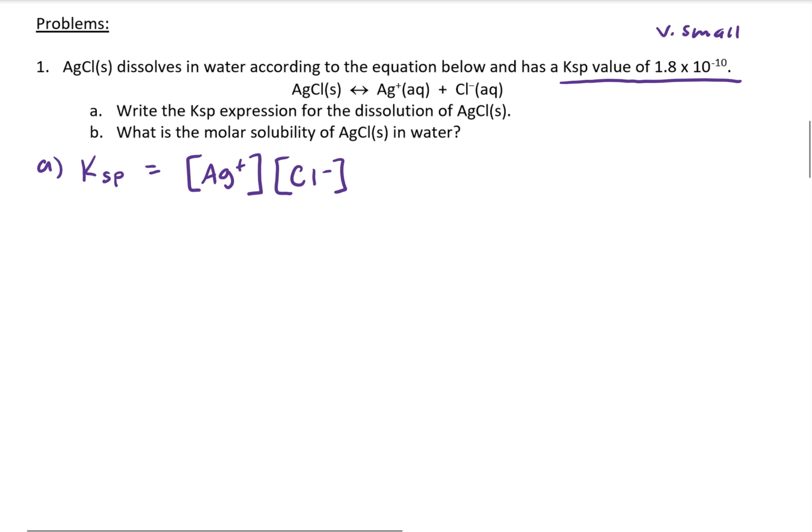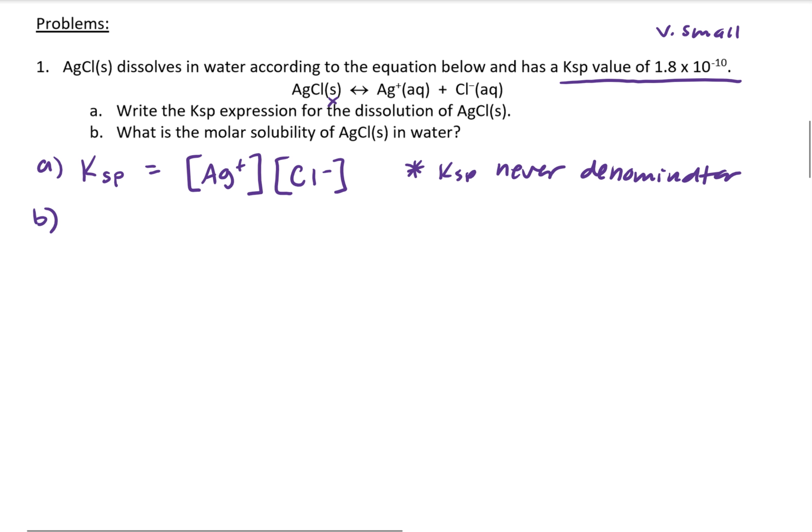And over our reactants, our reactant is a solid, so there is no denominator here. There are never denominators for KSP expressions, and that is because in KSP expressions, the reactant is always a solid. We know solids do not go into K expressions. There will never be denominators in a KSP expression.